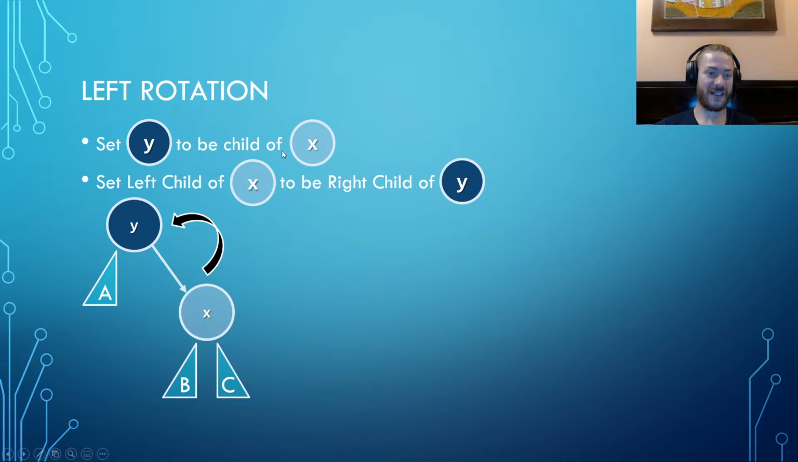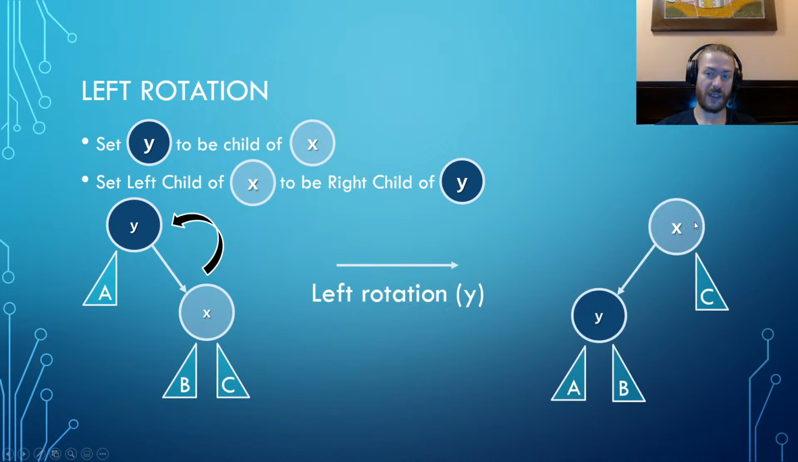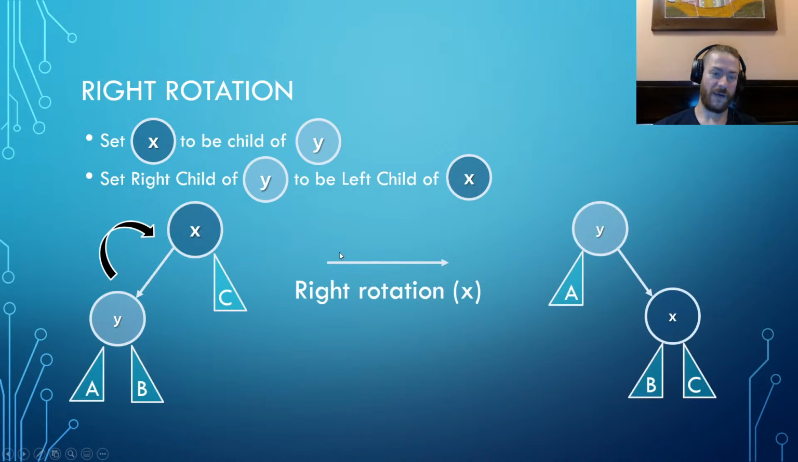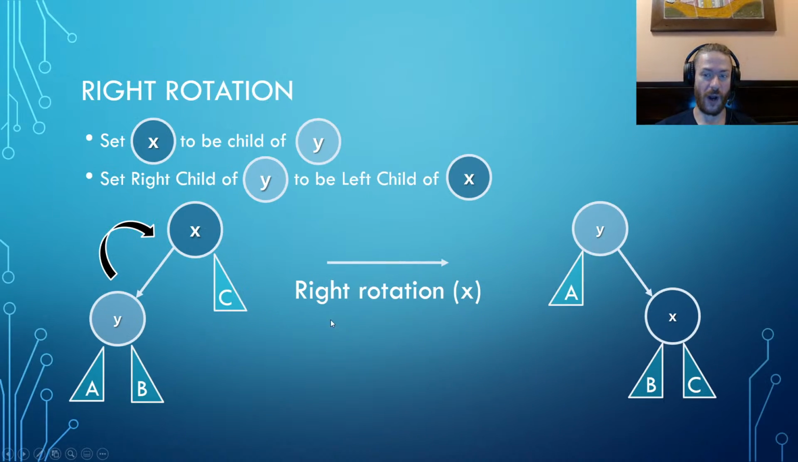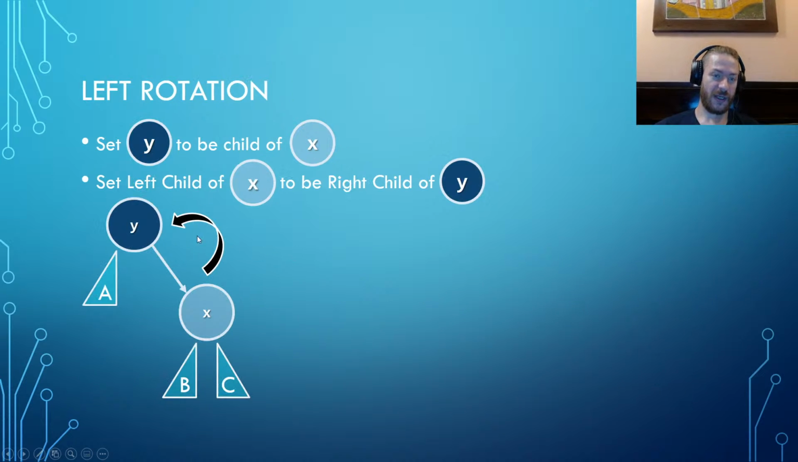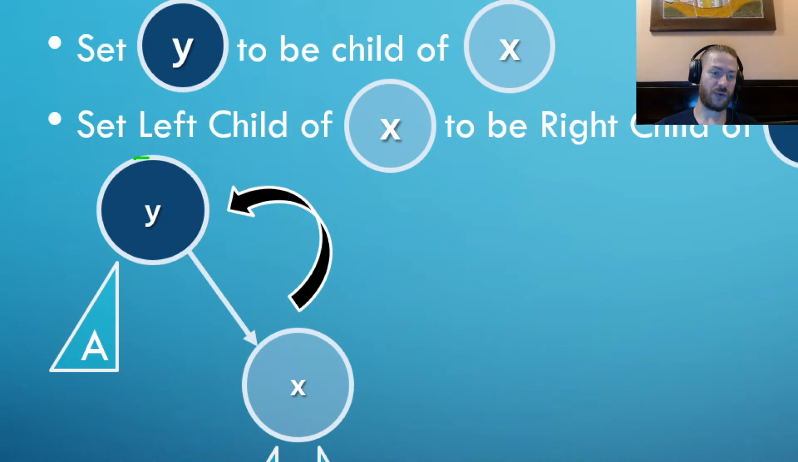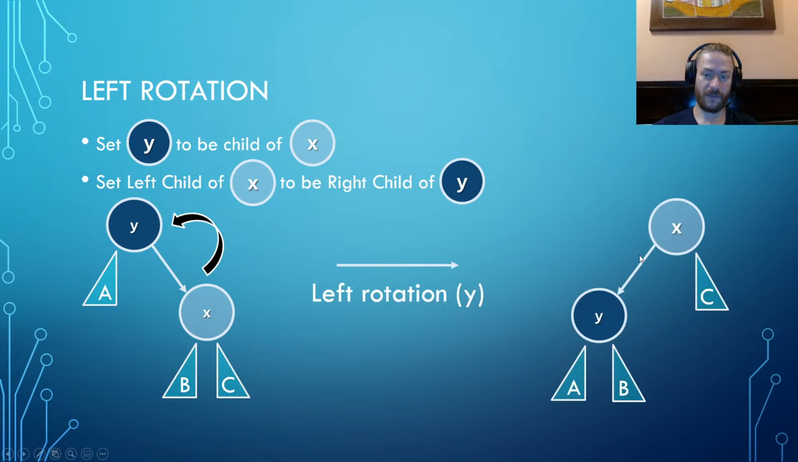A left rotation is the same, but we need to move to the left. So left rotation will mean that we need to change that. And this is a rotation of x. So if we need to do a right rotation of x, we move y to be here, and x becomes the right child of y. Then to the left, the same thing. If we need to do a left rotation of y, we just move x there and change the connection. Here it is.